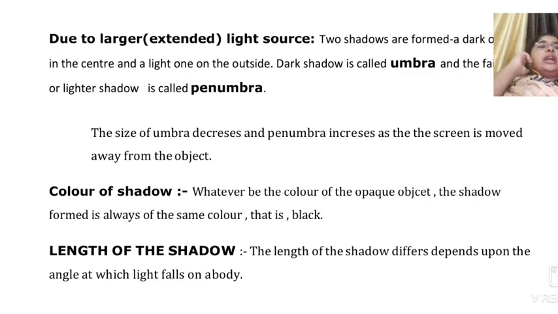Next is about the color of shadow. So what is the color of shadow? Whatever the color of the opaque object, the shadow formed is always the same color, and that is black. Students, sometimes we see that an object is colorful, like red, yellow or green, but the shadow of all objects is only one color, and that is black. So remember students, the color of shadow is always black for all objects.